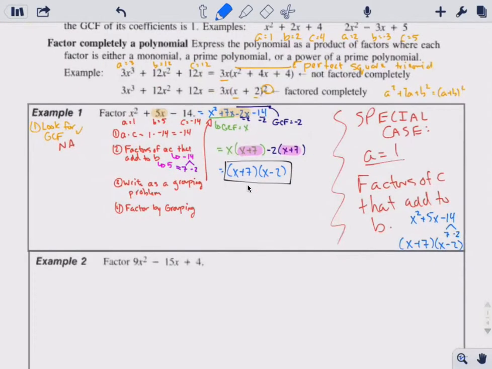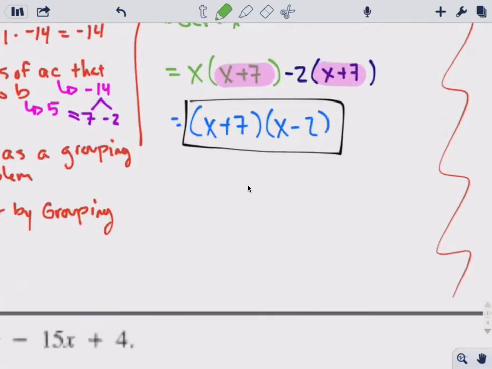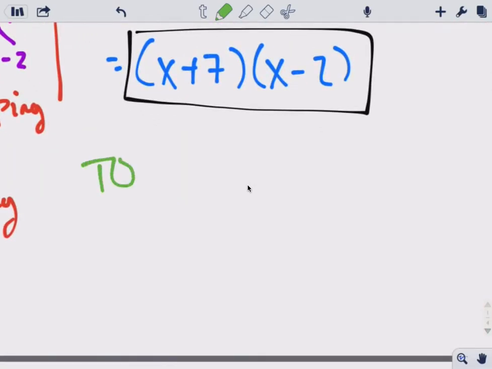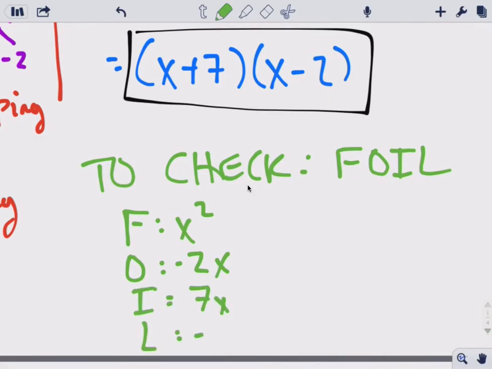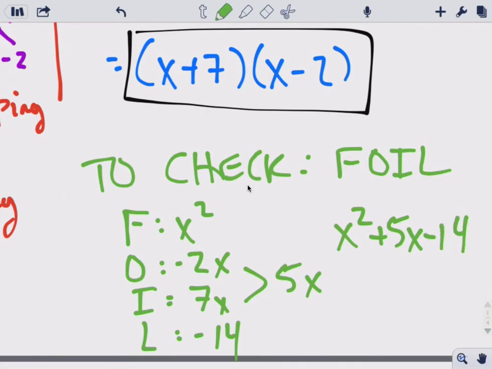Now the only reason this works, it's the same thing I got before, okay? This works because if we FOIL, in other words, to check, we FOIL, okay? So, first, x squared, outside, negative 2x, inside, 7x, last, negative 14. Combine those, you get 5x. So that is indeed x squared plus 5x minus 14.